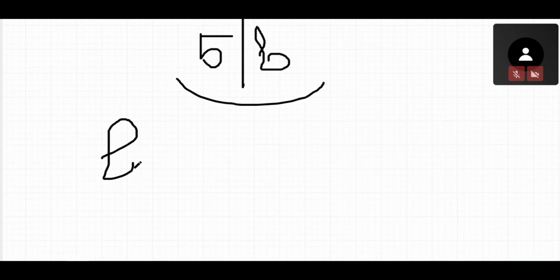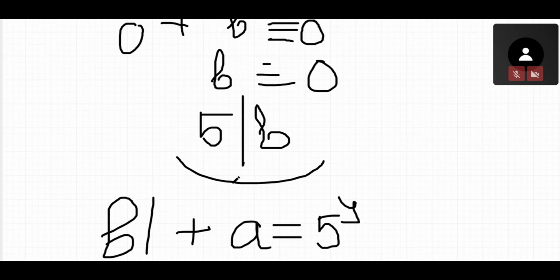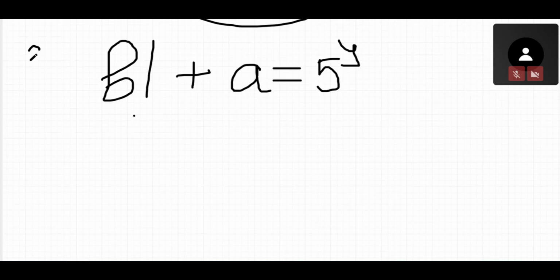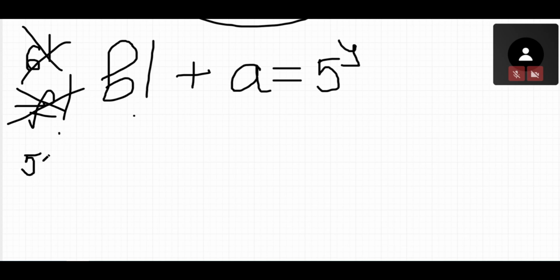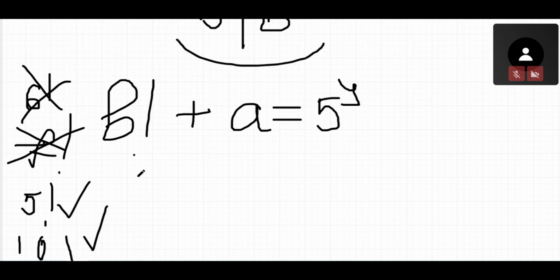Let's look at the other expression: b factorial plus a is a power of 5. We know that b is a number divisible by 5, so it will not be 6 factorial or 7 factorial. It will be 5 factorial, for example, or 10 factorial, or 15 factorial, like that. And it will also be divisible by 5.